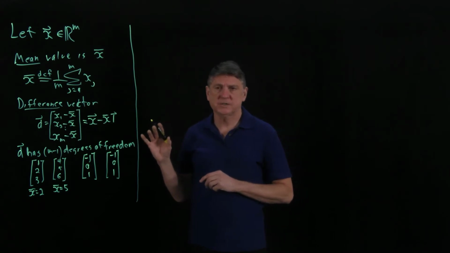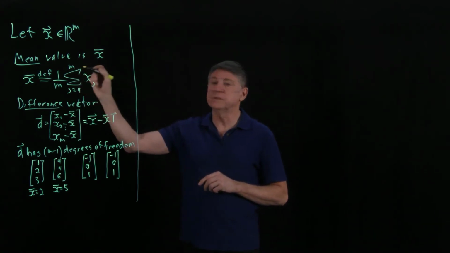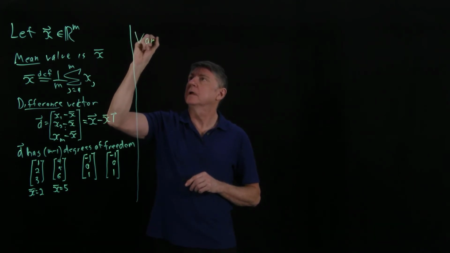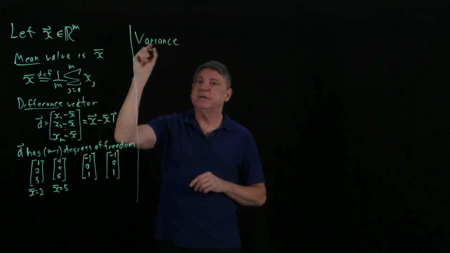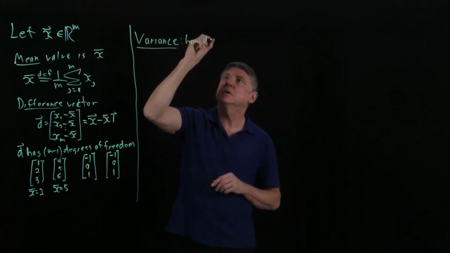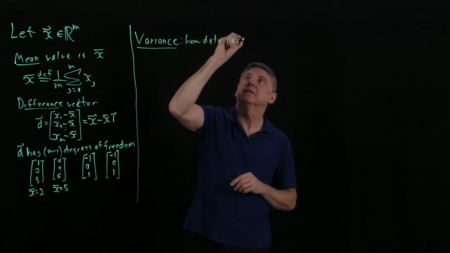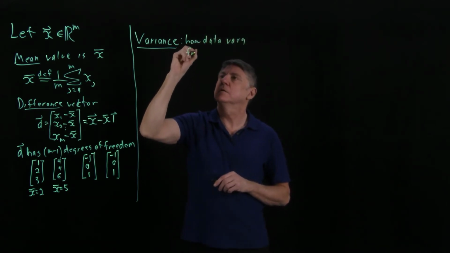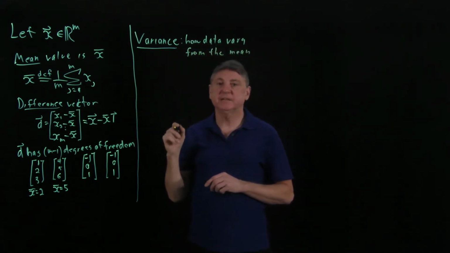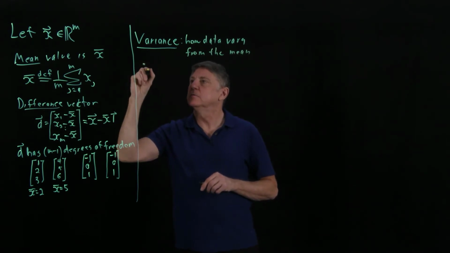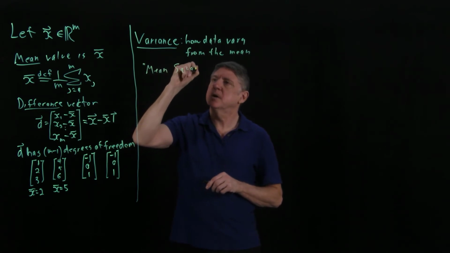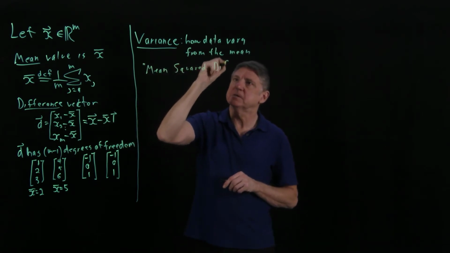So of the three concepts in statistics, the first one we'll use is the mean. The next is the variance. And variance is how data vary from the mean. And specifically, it is the mean squared difference.